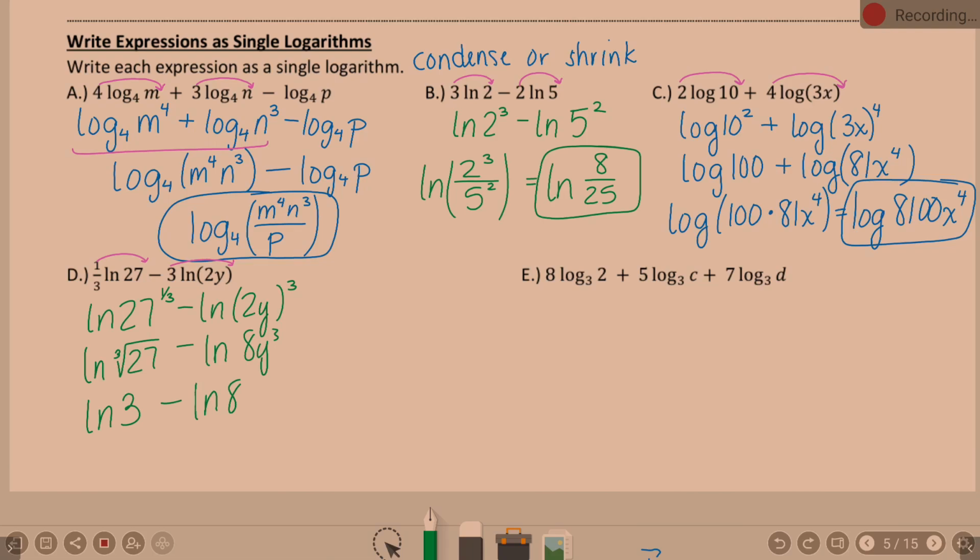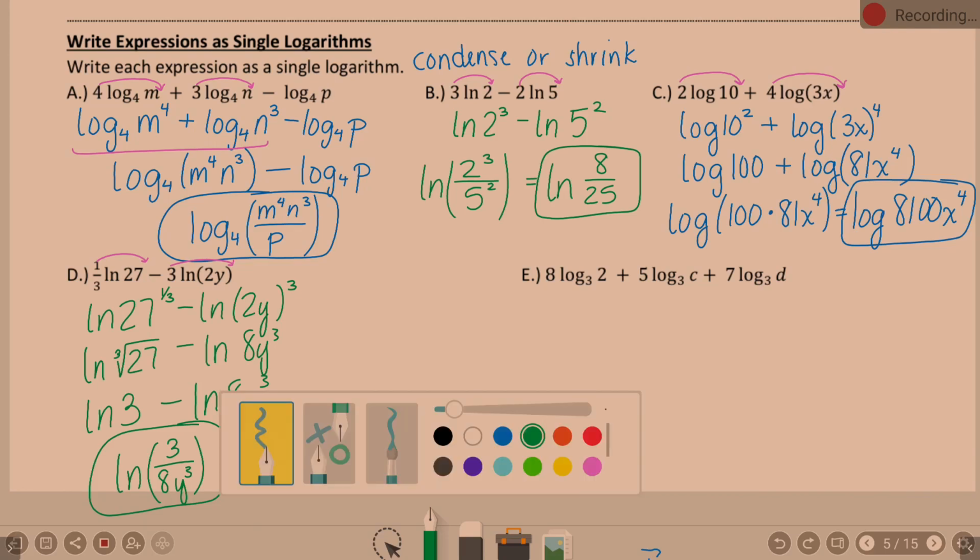Okay. And then you divide. 2 logs being subtracted can be rewritten as 1 log where the insides are divided. So it's going to be 3 divided by 8y to the 3rd. The last one. We can do the last one. We can. It's a quick one.